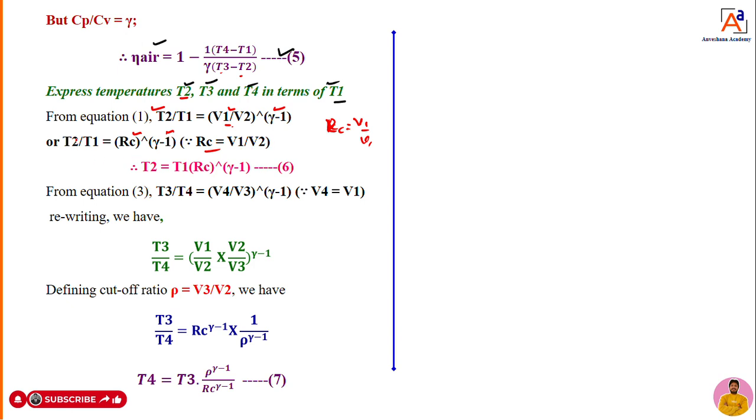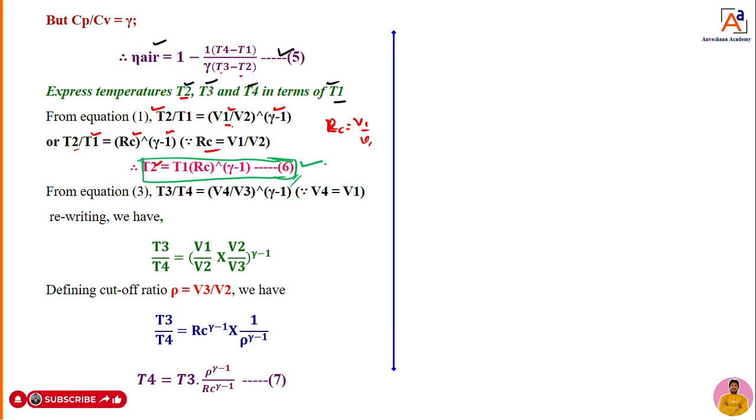So now we do the simplification. T2 by T1 is equal to rc to the power of gamma minus 1. I will take this T1 to the right side. Then T2 is equal to T1 into rc to the power of gamma minus 1. This is the temperature of air at point 2. That I will call equation number 6.